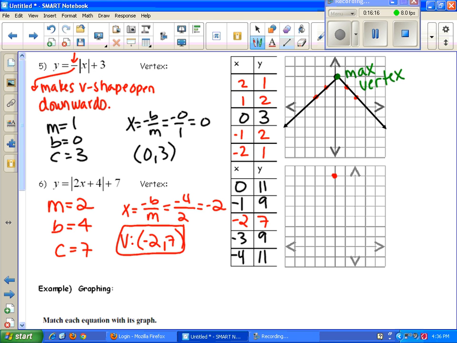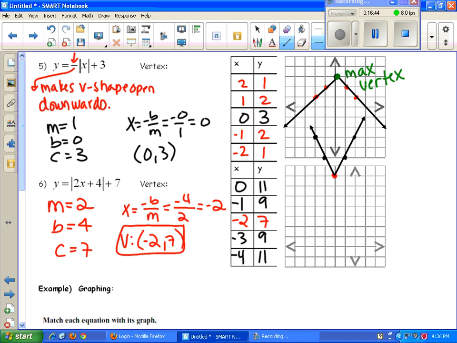So we have negative 1, 9, which would be here, and we have this point, and then over here, and here. And notice, what did that value that was in front of my m value do? It made my graph appear to be skinnier, and just instead of wider. So that's what my graph would look like there.